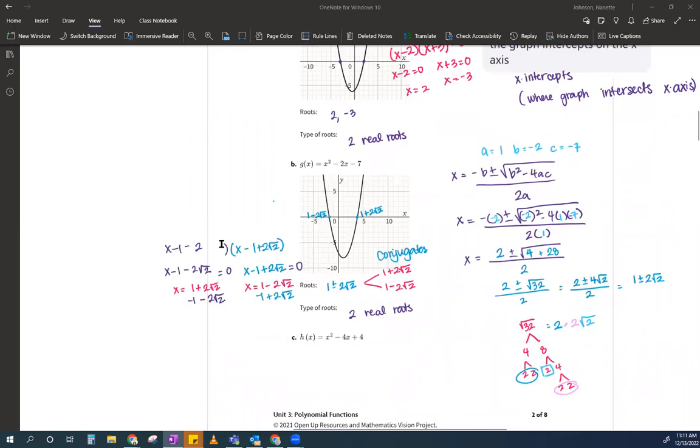Run through this with me one more time. How did I get this? First, I looked at my roots, and then I wrote it as x equals the first root and x equals the second root. How did I get from here to here? Now notice we went backwards. What did I do?